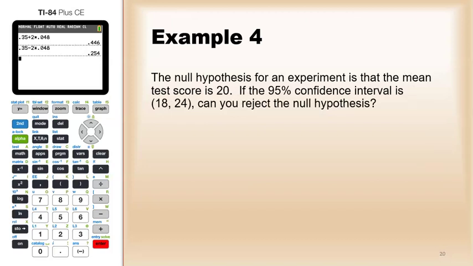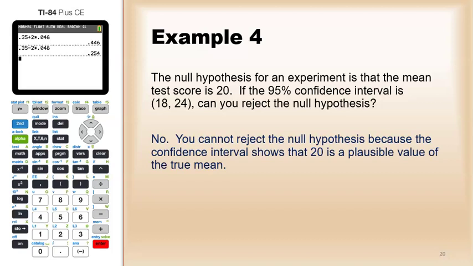All right, let's start with an example. The null hypothesis for an experiment is that the mean test score is 20. If the 95% confidence interval is from 18 to 24, can you reject the null hypothesis? Well, the main thing in terms of whether you want to reject or not is you take that null value of 20 and see, is it inside or outside the interval? In this case, it's inside, so that means the null value is plausible, and so we would fail to reject. So the question, can you reject the null hypothesis? No. The confidence interval shows 20 is a plausible value of the true mean.